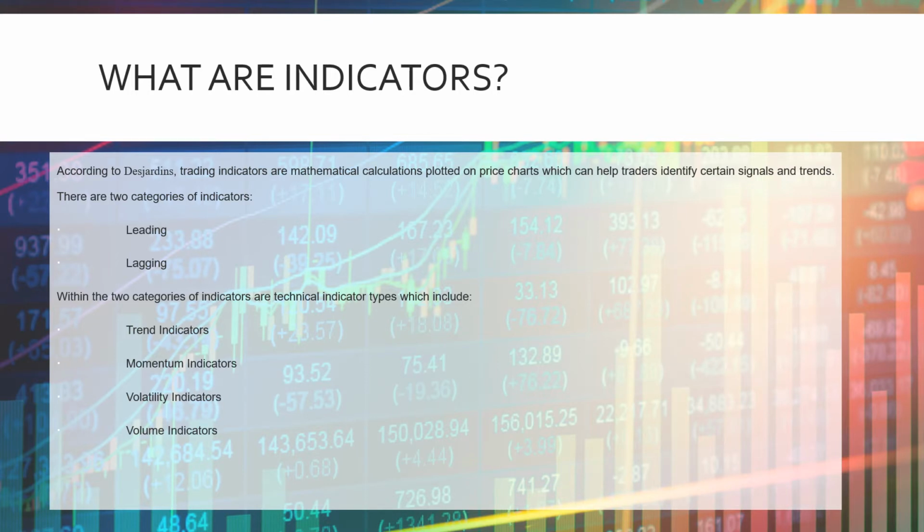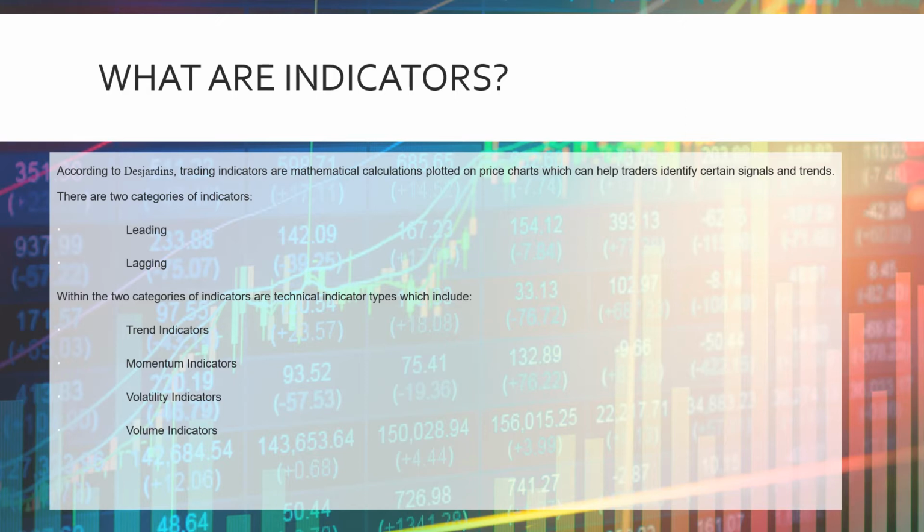What are indicators? According to Desjardins, trading indicators are mathematical calculations plotted on price charts which can help traders identify certain signals and trends. There are two categories of indicators. Leading indicators forecast signals that predict future price movements. Lagging indicators look at past trends and indicate momentum.